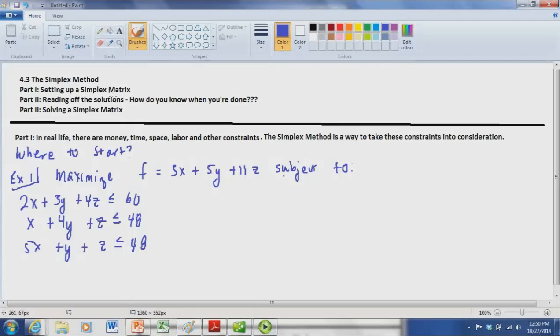I've split it up into three parts. Part one is setting up a simplex matrix. That alone is tricky. Part two, reading off the solutions. How do you know when you're done? And I'm not being funny. Sometimes students don't realize that they're done with the simplex matrix. So we'll talk about reading off the solutions, and then part three is actually solving a simplex matrix.